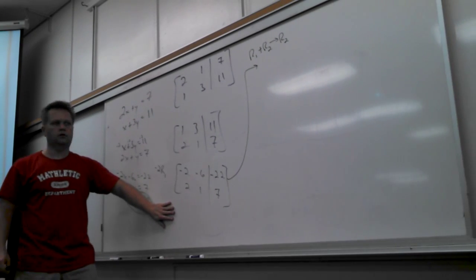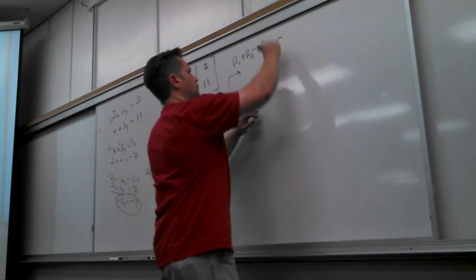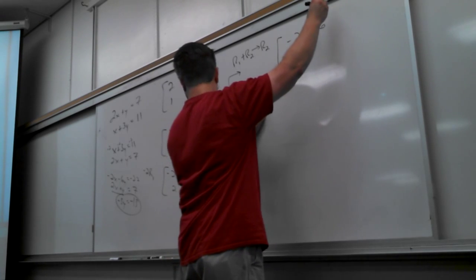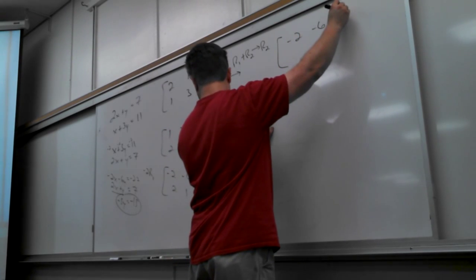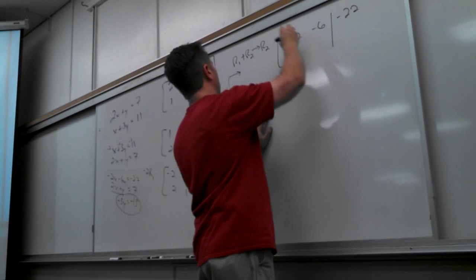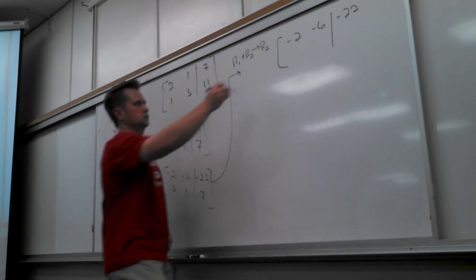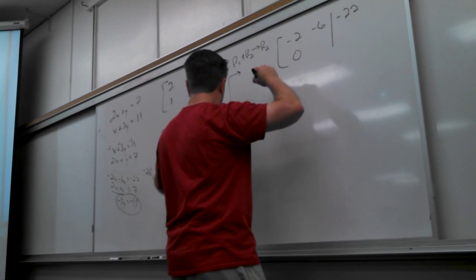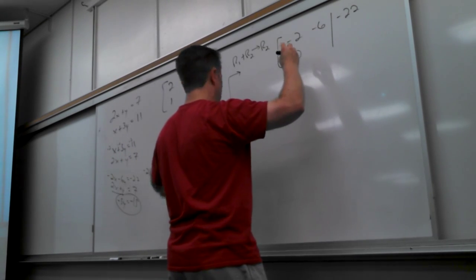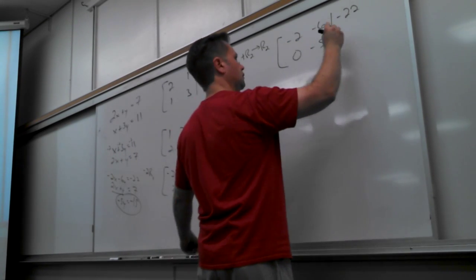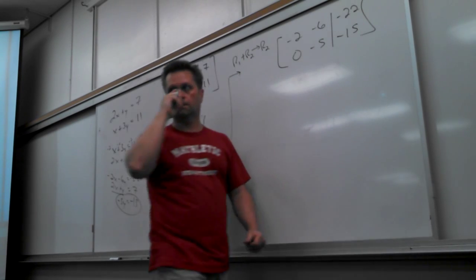Stay with me now. So what do we get? We get -2, -6, -22. And what do I get when I add these rows? Zero. Negative 5. Negative 15.